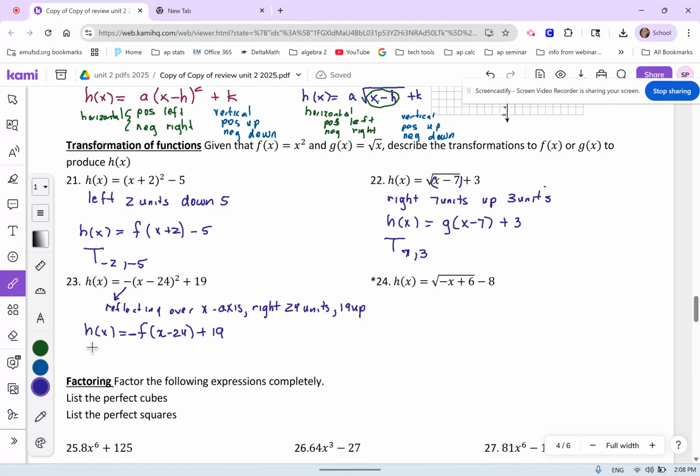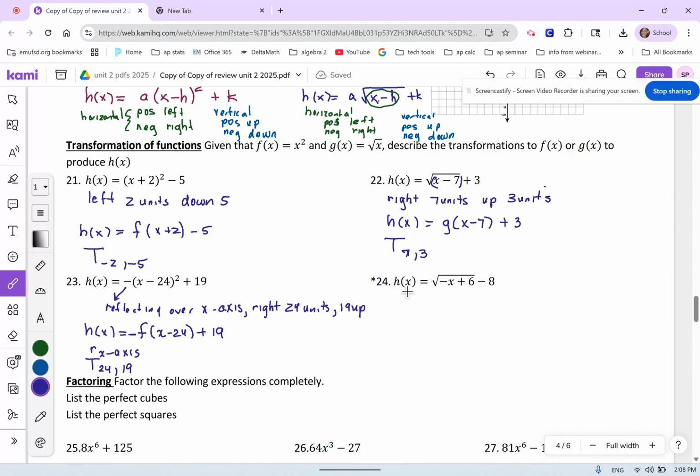This is more than just a translation. The first thing you're doing is reflecting over the x-axis, if you were using the notation from last year, because that negative is outside that function. And then you're translating 24, moving right 24 units and up 19. So that's why you have a positive 24.